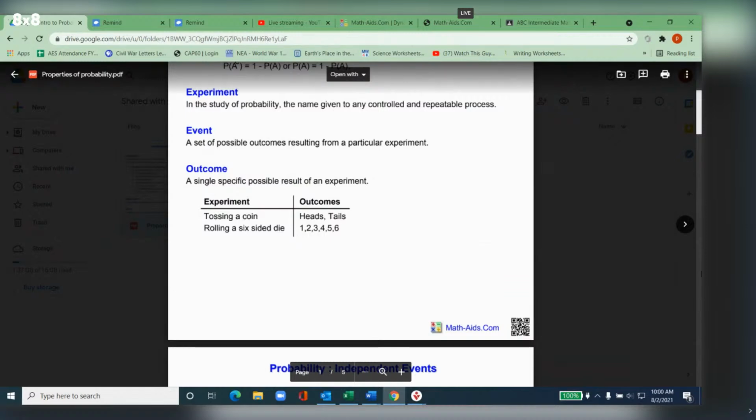tossing a coin. If you toss a coin, the only two possible outcomes can be heads or tails. When you roll a six-sided die, it can only be 1, 2, 3, 4, 5, or 6. So those would be outcomes from doing an experiment of flipping a coin or rolling a dice. And those are both repeatable processes. We can flip a coin all day and we can roll a dice all day, or as many times as we want to do it.